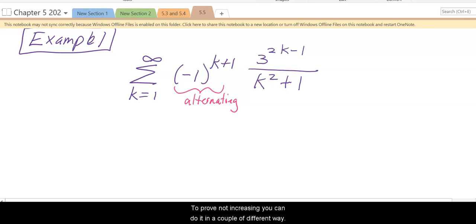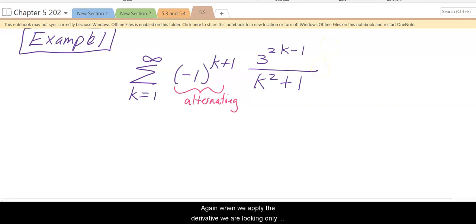To prove not increasing, you can do it in a couple of different ways. You could use the difference test, the ratio test, or you could use the first derivative test. I am going to use the first derivative test. When I take the derivative of this, how can I prove that it is in fact not getting bigger in value? If I look at this, what do you think would happen if I were to take the derivative?